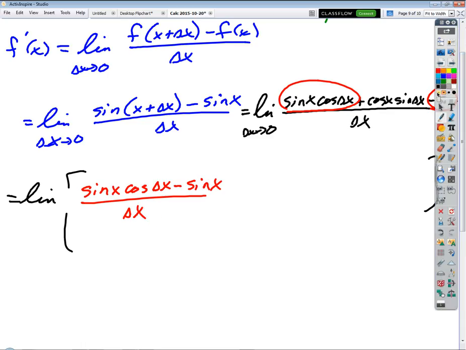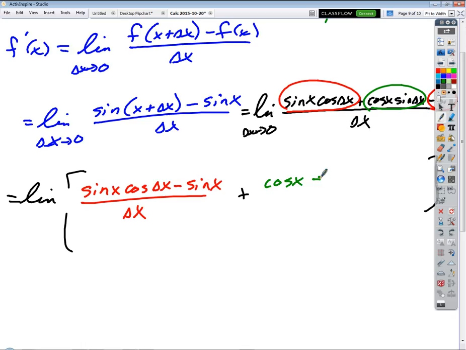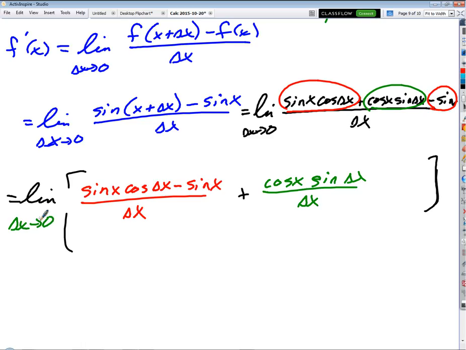Plus, the leftover term was that one, right? So I've got plus cosine x sine delta x over delta x, right? All in the limit as delta x goes to 0. If we split those apart, can we do this one? Well, we can, can't we?